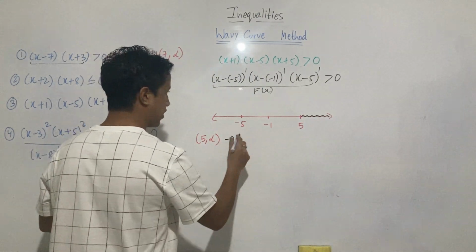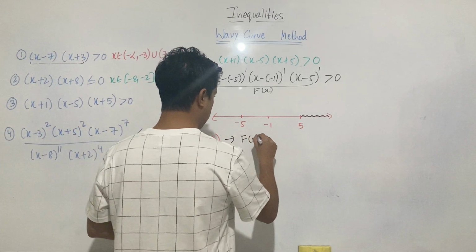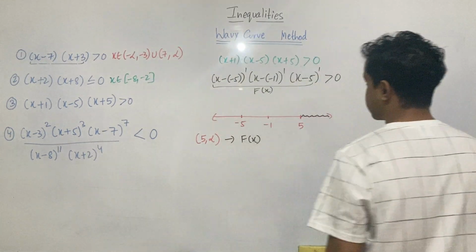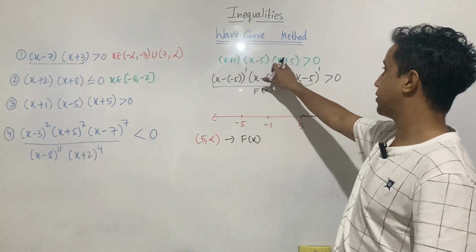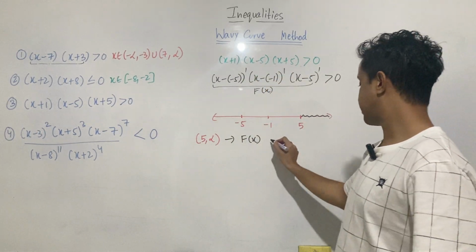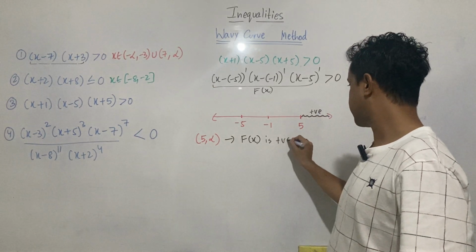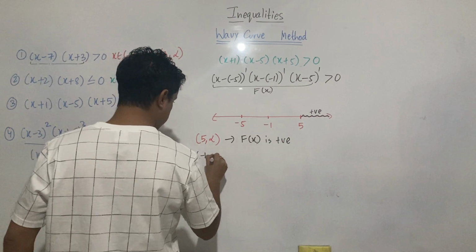So what's going to be the nature of f(x)? You can take any value. Let's say you take 10. So 10 plus 1 positive, 10 minus 5 positive, 10 plus 5 positive. So positive, positive, and f(x) is positive. Okay, next is minus 1 to 5.